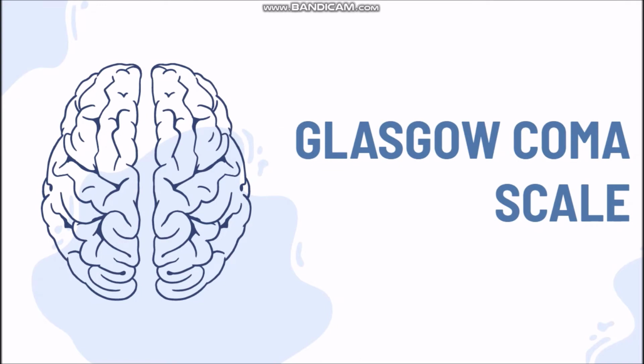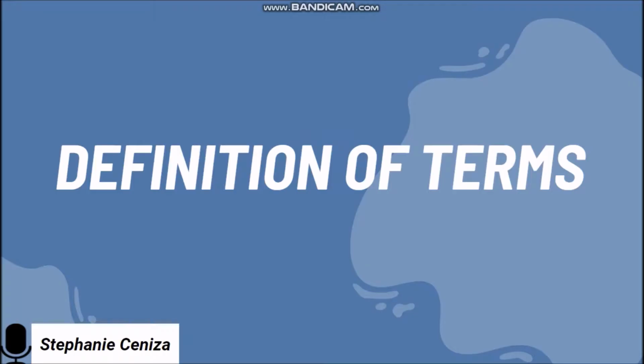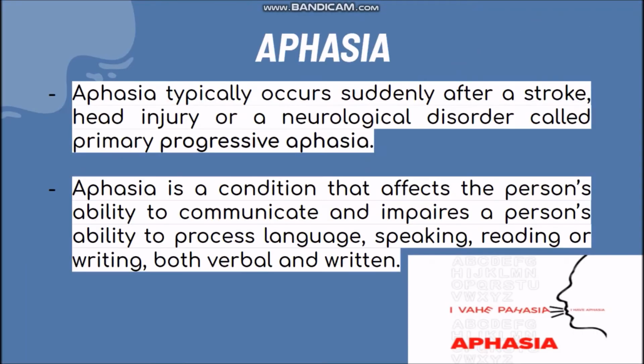So our next topic is the Glasgow Coma Scale. For the definition of terms, first we have aphasia. Aphasia is an acquired communication disorder due to stroke, brain injury, or a neurological disorder called primary progressive aphasia. What happens to the person with aphasia is an impaired ability to process language, but it doesn't affect their intelligence. They are still just as smart, though they may have problems understanding language, speaking, reading, or writing, both verbal and written.